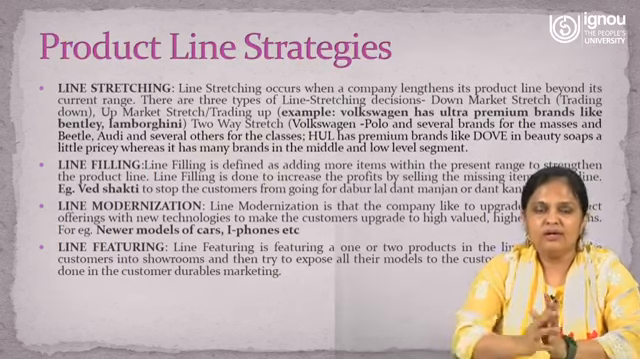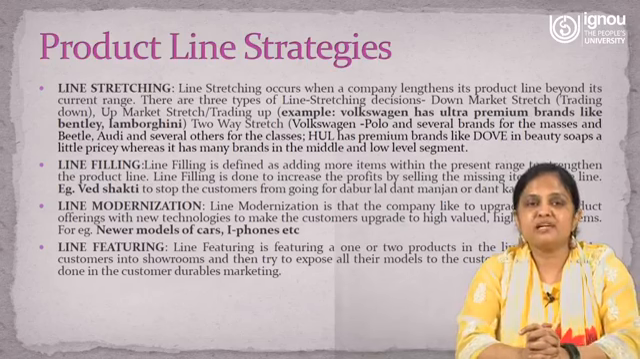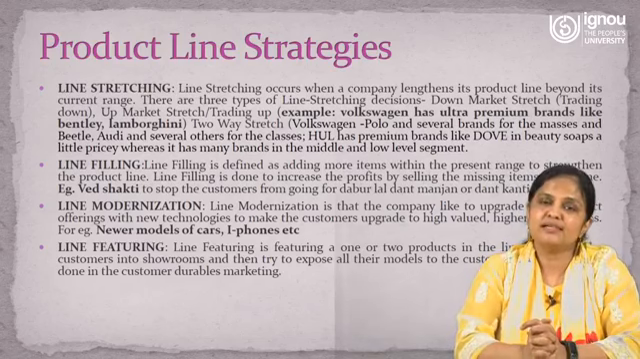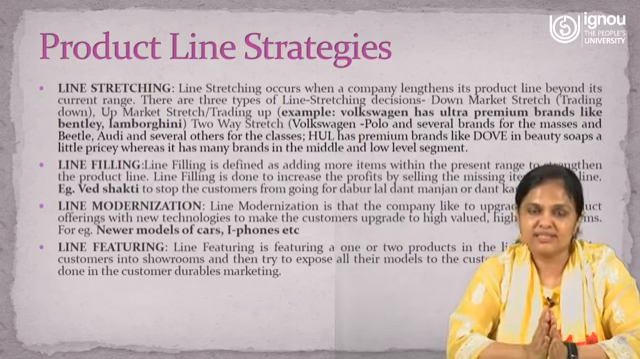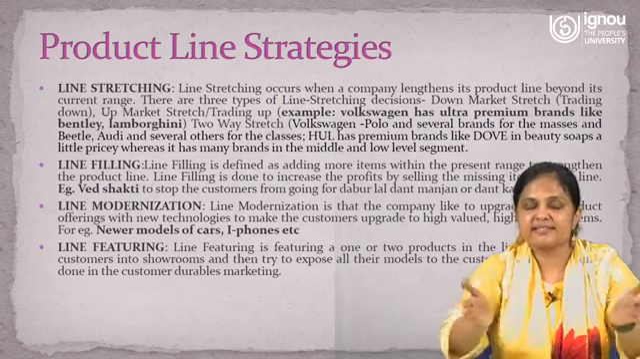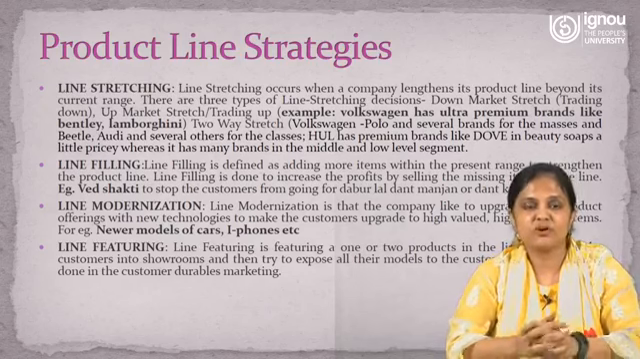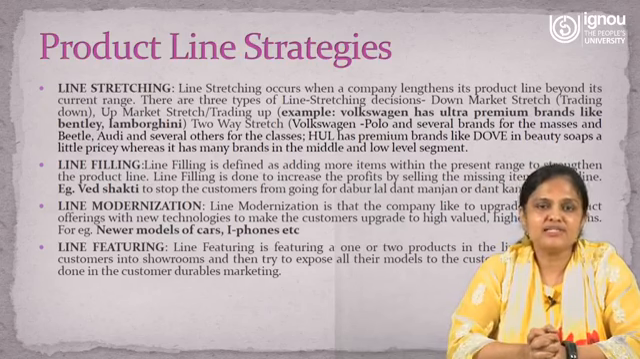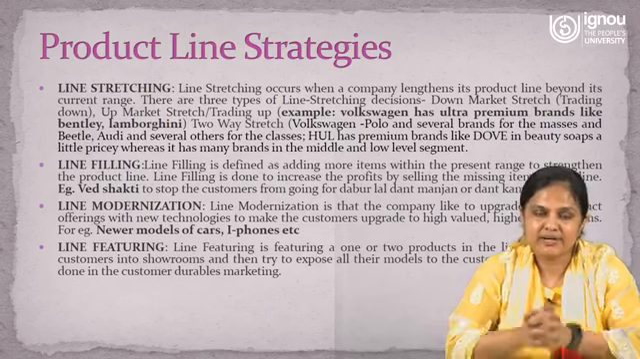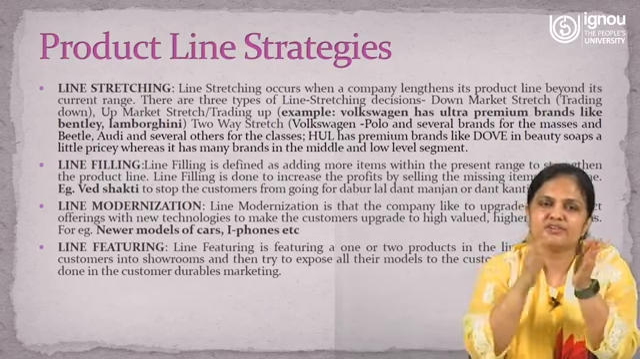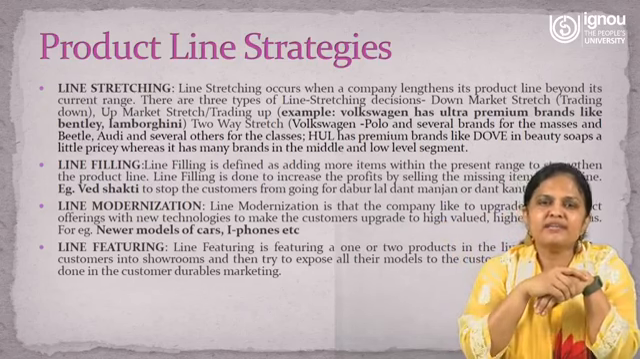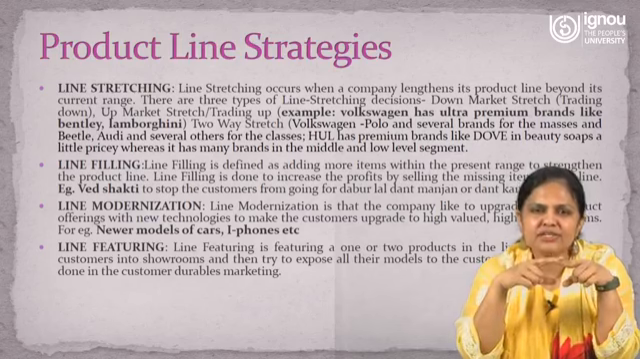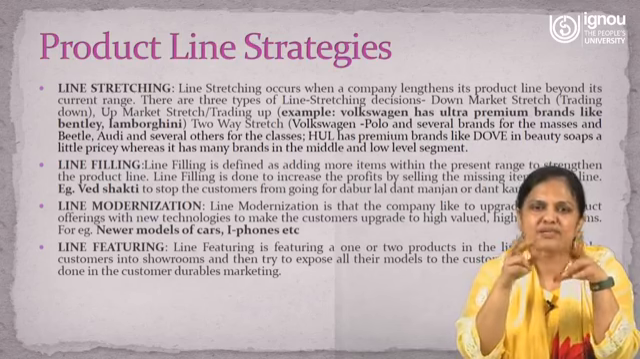Get it? Now let us see what are the different product line strategies that the companies adopt when they are defining this kind of product mix. The first one is called line stretching. Line stretching occurs when a company lengthens its product line beyond its current range. Whatever range the company is having, when it's trying to lengthen it, that becomes product line stretching. Now, product line stretching may have down market stretch, up market stretch, or two-way stretch.